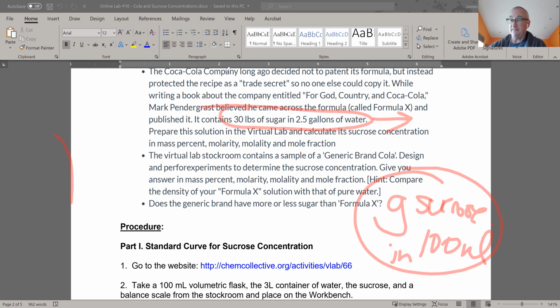Determine its density, then determine its molar concentration of sucrose. See if it's the same as the cola we just did. So basically it's asking, is it the same concentration as the cola that we just made? So is everyone clear on what it is we're trying to do here?